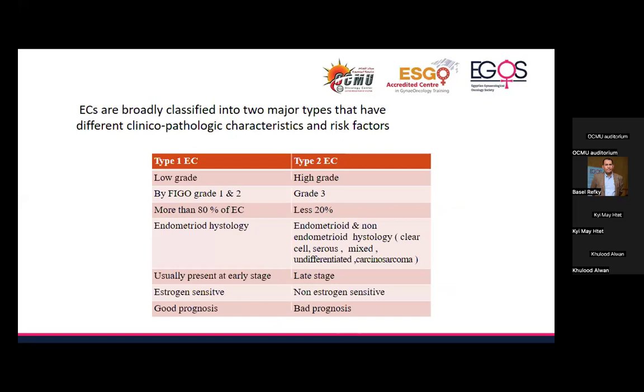First of all, endometrial cancer is broadly classified into two major subtypes with different clinicopathological characteristics and risk factors: type 1 and type 2. Type 1 endometrial cancer is low grade by FIGO classification, grade 1 and grade 2, associated with more than 80% of all cases of endometrial cancer. But type 2 endometrial cancer is high grade by FIGO classification, grade 3, and less than 20% of all cases of endometrial cancer. Type 1 presents at early stage, is estrogen sensitive and has good prognosis, but type 2 high-grade endometrial cancer is always presented in late stages, non-estrogen sensitive with bad prognostic features.